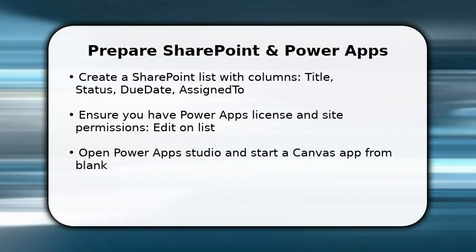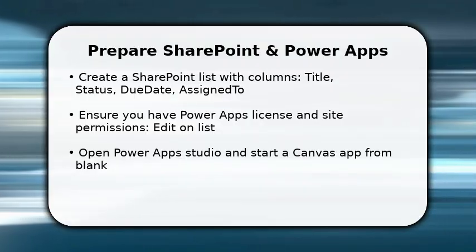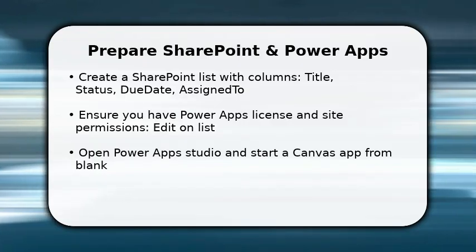Open Power Apps Studio and choose a Canvas app from blank. This gives you full control. Make sure the site URL and list name are ready so you can add the connection in the next step without stopping to hunt for details.